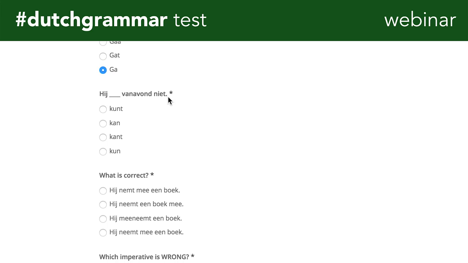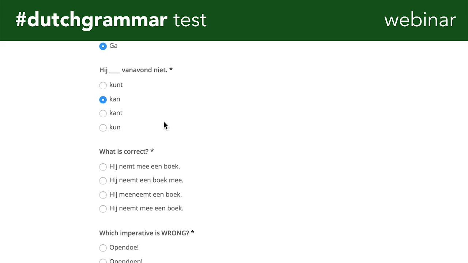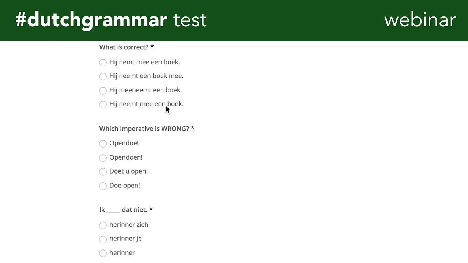Hij kan vanavond niet. The verb kunnen is irregular. Lesson 28 about modal verbs. Hij kan. Next one. Meenemen is a separable verb. It does split up. Lesson 32. The prefix we put in the end of the sentence. Therefore, answer 2 is correct.